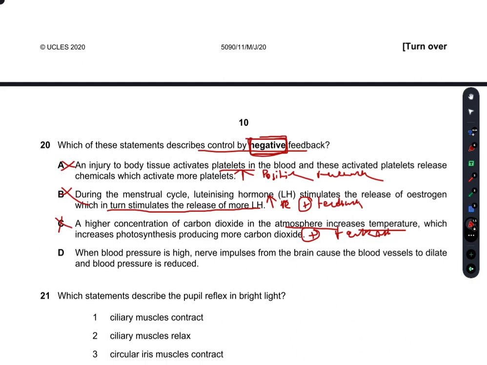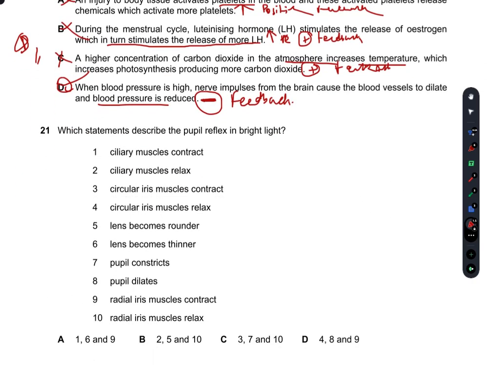When BP is high, nerve impulses from the brain cause the blood vessels to dilate and blood pressure is reduced. So this is the negative feedback, meaning that the output of the process decreases the rate of the process. So D is the right answer. Which statements describe the pupil reflex in bright light?